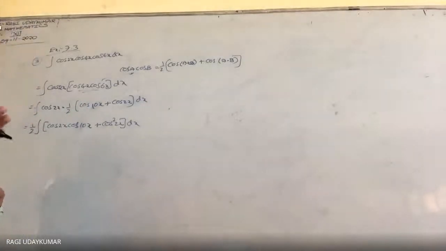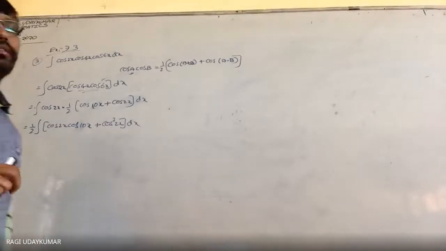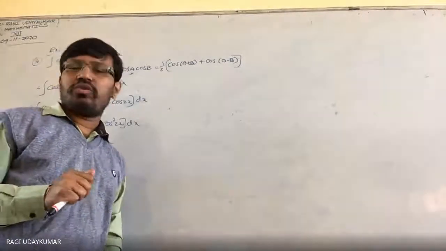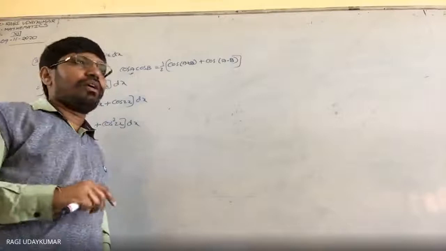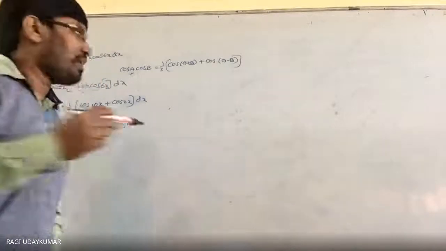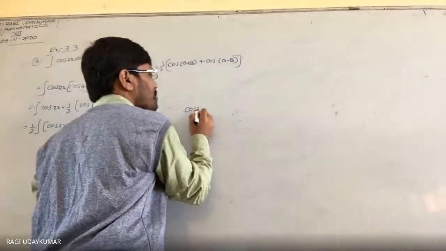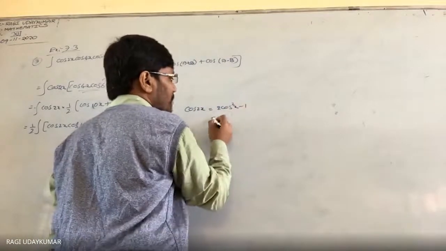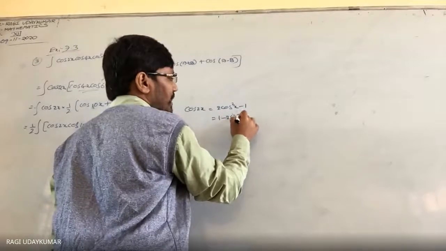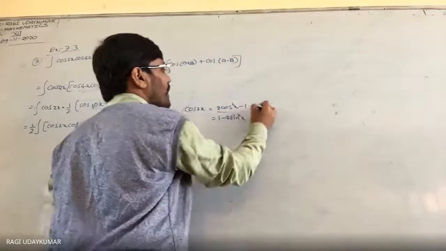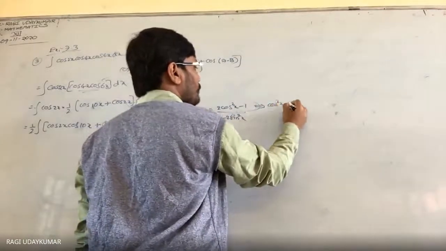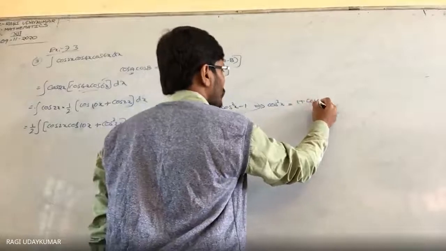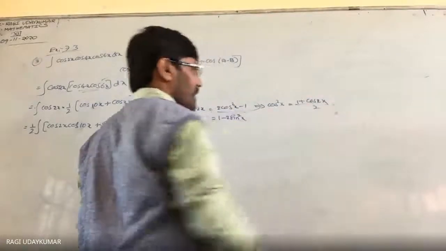So again, what to do here? Cos square can be written as... not in the one. Some of you say cos square is 1 minus sin square. No. The cos 2x formula you do remember. The cos 2x formula is used more, and this is used in reverse. Cos 2x is equal to 2 cos square x minus 1, or 1 minus 2 sin square x. From this, you can take cos square x is equal to (1 plus cos 2x) by 2.